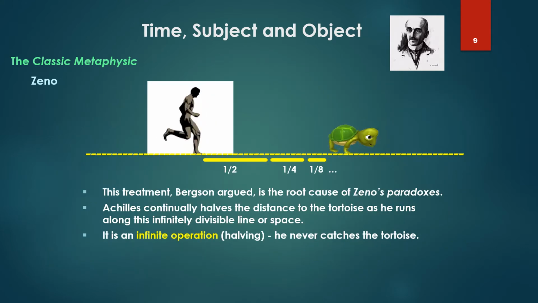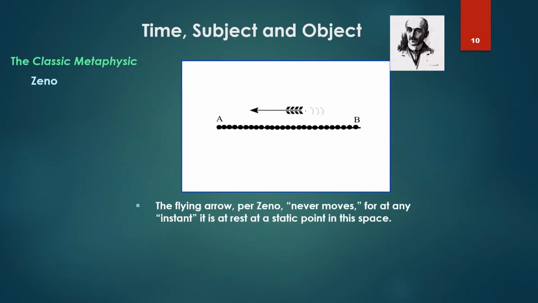So this treatment, Bergson argued, is the root cause of Zeno's paradoxes. Remember the Achilles and the tortoise. Achilles continually halves the distance to the tortoise as he runs along this infinitely divisible line or space. So it's an infinite operation, halving. He never catches the tortoise. Again, the flying arrow for Zeno never moves, for at any instant, it is at rest at a static point in this space.